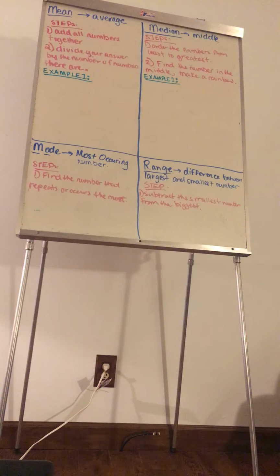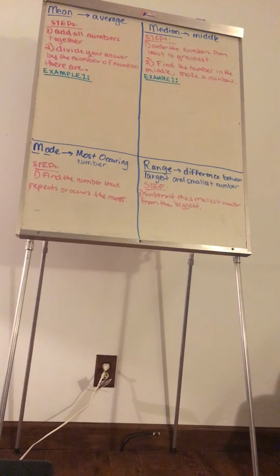Here's an example, all right? Say I had the numbers 17, 9, 11, 21, and 11, okay? I'm going to step 1, so S1, add them together. So 17 plus 9 plus 11 plus 21 plus 11, okay? That equals 69, all right?